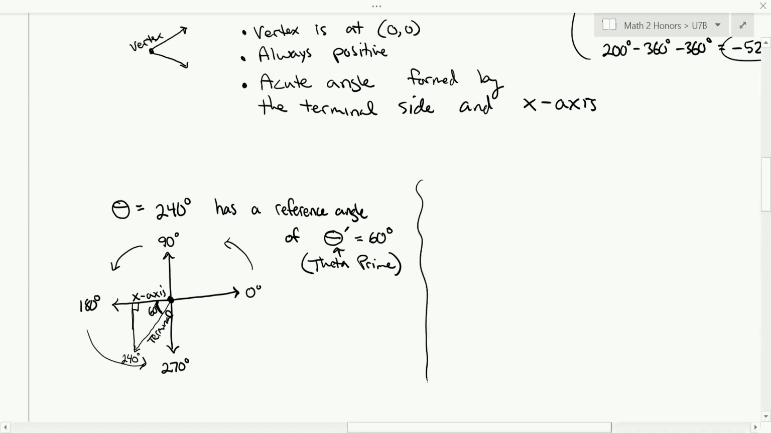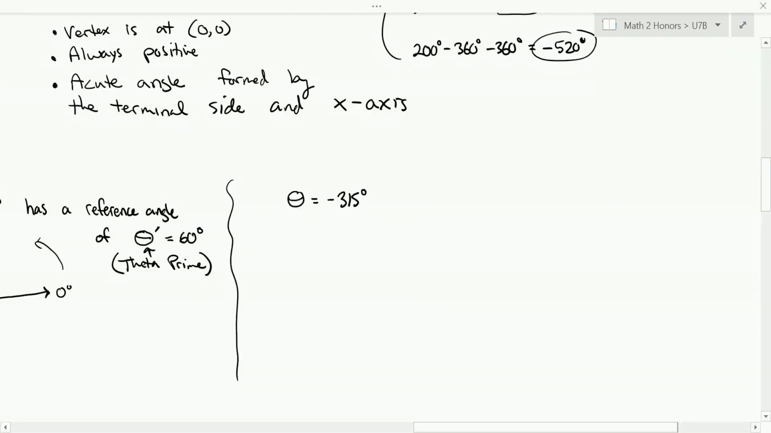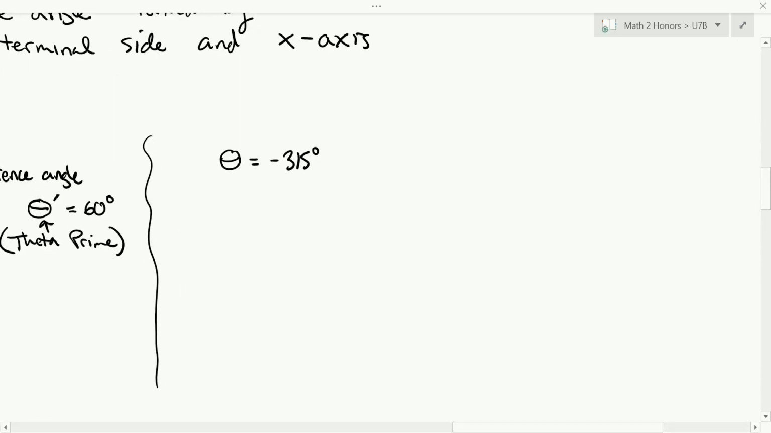So I'm going to give you another angle. I want you to try to find the reference angle of that angle. So let's do theta equals negative 315 degrees. Find the reference angle of negative 315 degrees. Draw a picture like we did. Work through that. So what quadrant are we going to end up in? What quadrant is negative 315 degrees located in? Quadrant 1. Okay, that's good. So that's the first kind of thing, to locate negative 315 degrees.